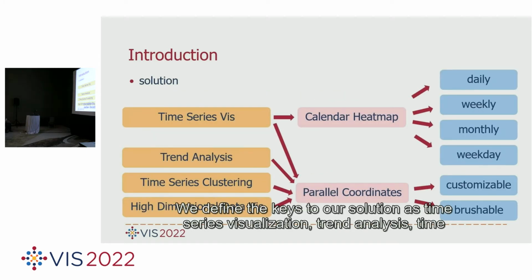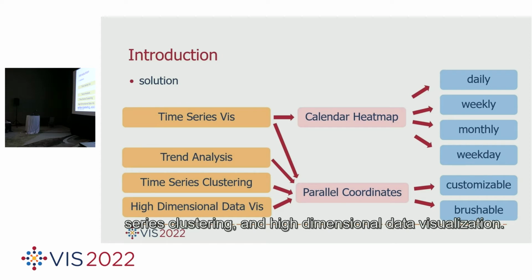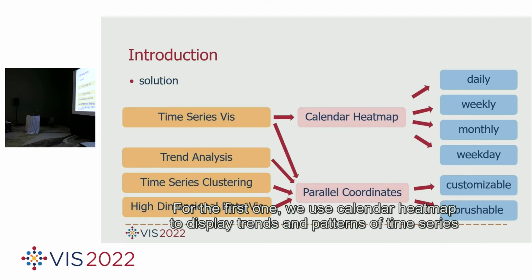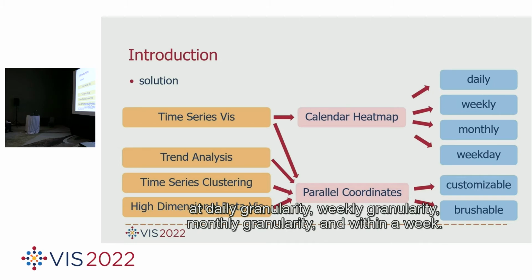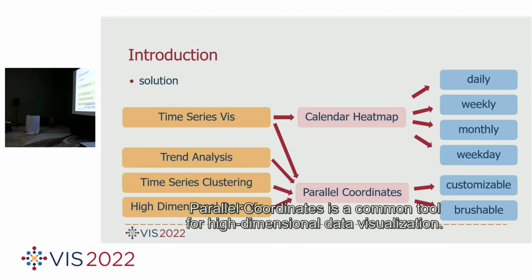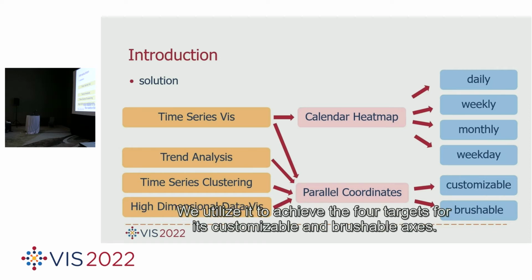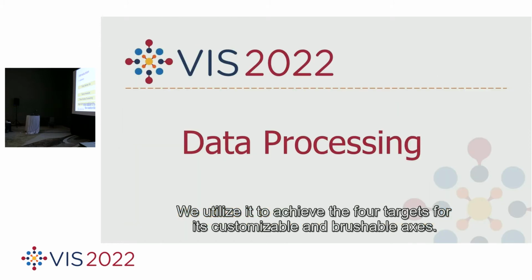We define the keys to our solution as time series visualization, trend analysis, time series clustering, and high-dimensional data visualization. For the first one, we use calendar heatmap to display trends and patterns of time series at daily granularity, weekly granularity, monthly granularity, and within a week. Parallel coordinates is a common tool for high-dimensional data visualization. We utilize it to achieve the 4 targets for its customizable and brushable axes.